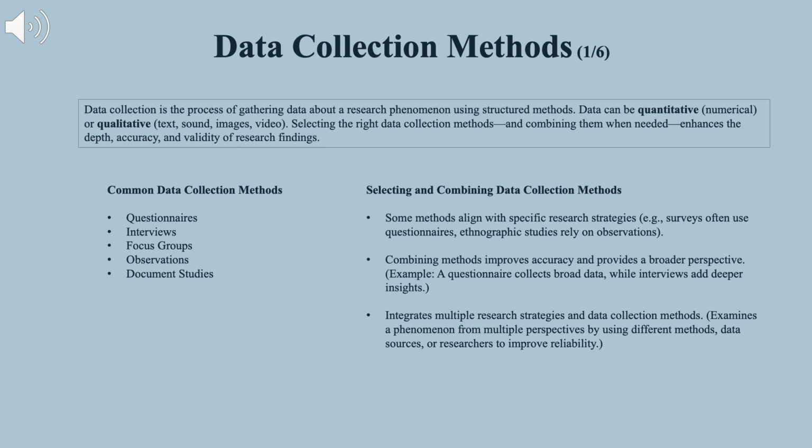While some methods are commonly associated with specific research strategies, such as surveys relying on questionnaires and ethnographic studies using observations, researchers are not limited to traditional pairings. Any data collection method can be useful in different research contexts. Although many research projects use a single data collection method, combining multiple methods can improve accuracy and provide a more comprehensive understanding of the phenomenon.